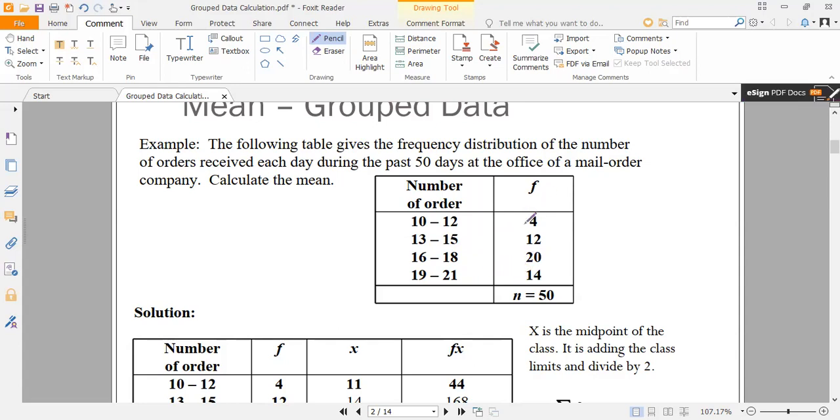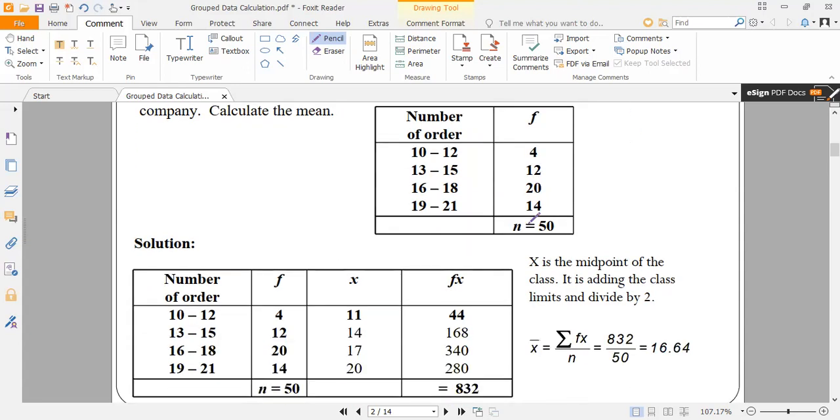So we'll be asked firstly to draw a frequency distribution table. To start with, the frequency has been given here, 4, 12, 20, and 14. X is the midpoint. We need to add the lower bound, which is L, and the upper bound, which is U. So 10 plus 12 is 22, divided by 2, we get 11. That is how we find that.